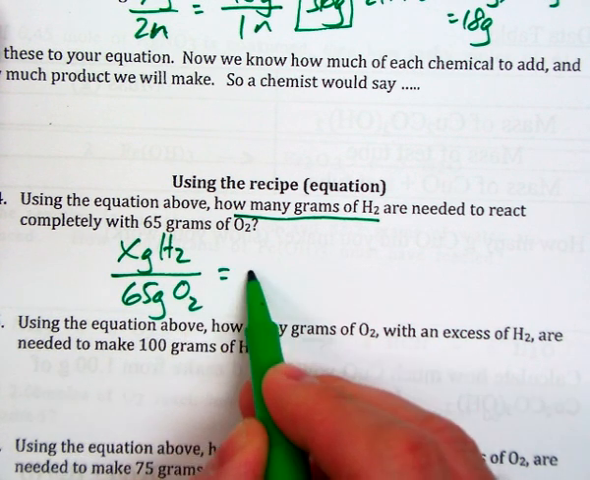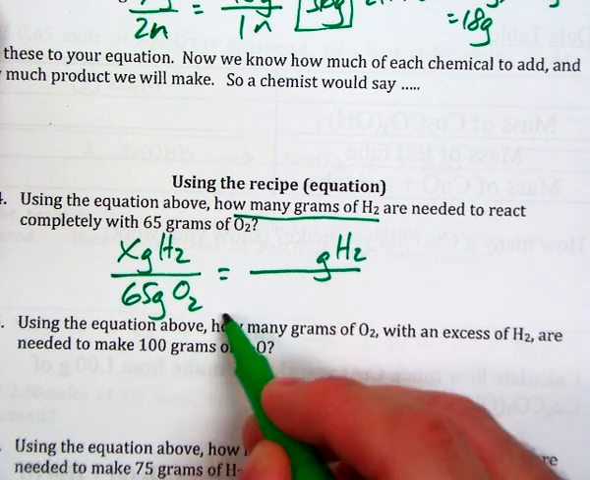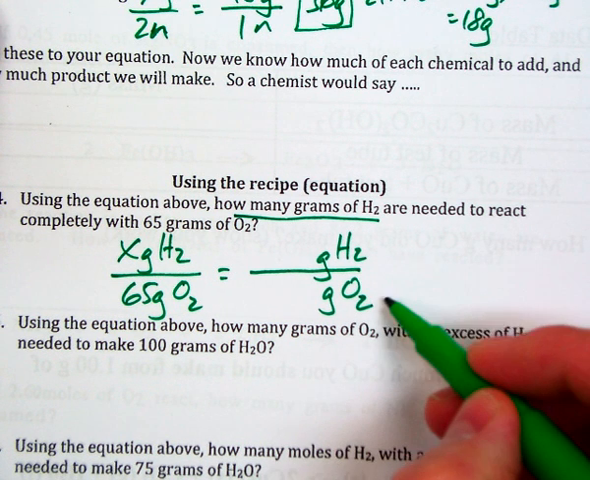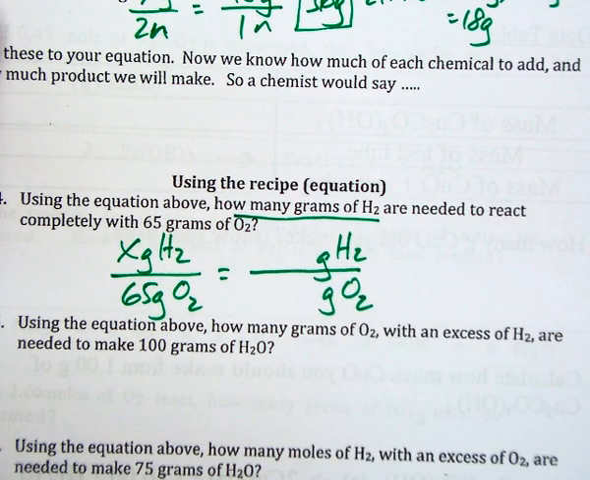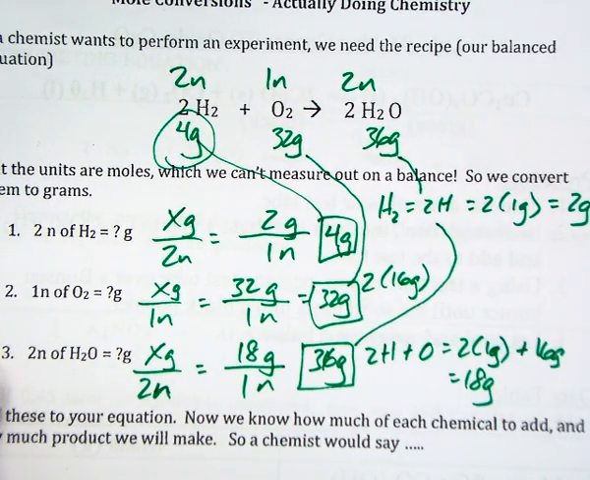I'm going to put grams of hydrogen on top and grams of oxygen on the bottom. The only place that 2 different chemicals are ever compared is the equation. So I'm going to go up to my equation and find out how many grams of hydrogen I needed. That answer was 4. And then for oxygen it was 32.